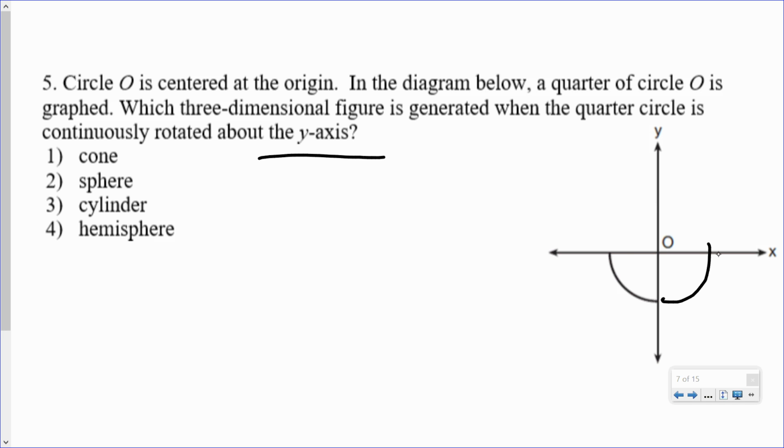To reflect it in the y, it's going to look something like that. Then I connect the original and the image with curves. Looks like a cereal bowl. The hemisphere. Hemisphere, again, is half of a sphere.